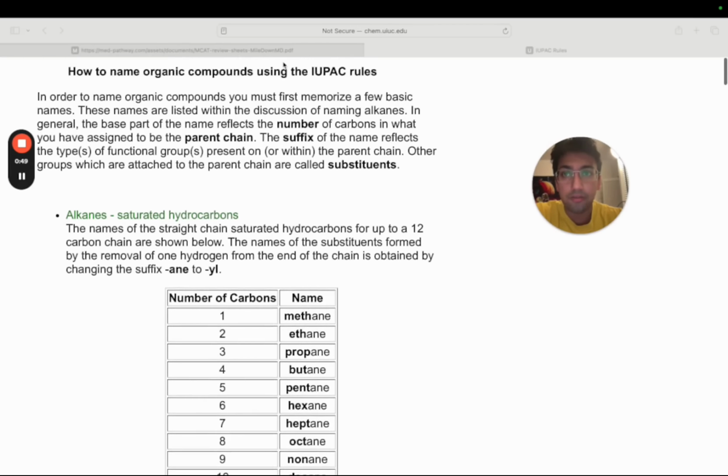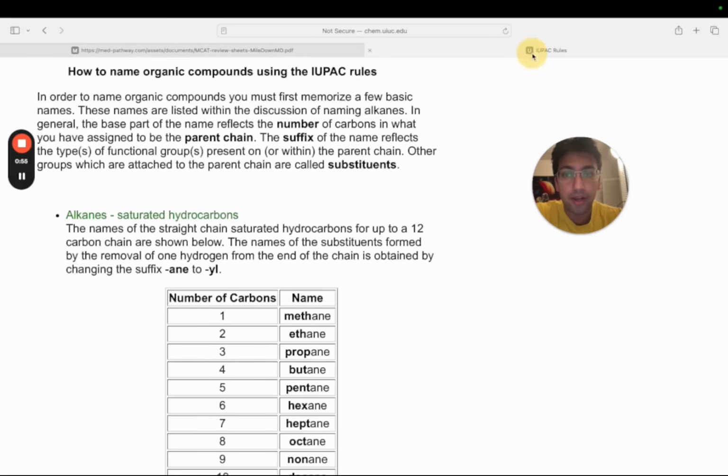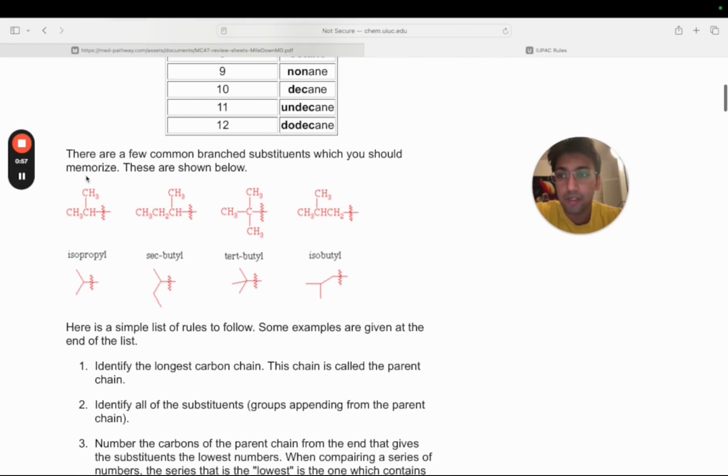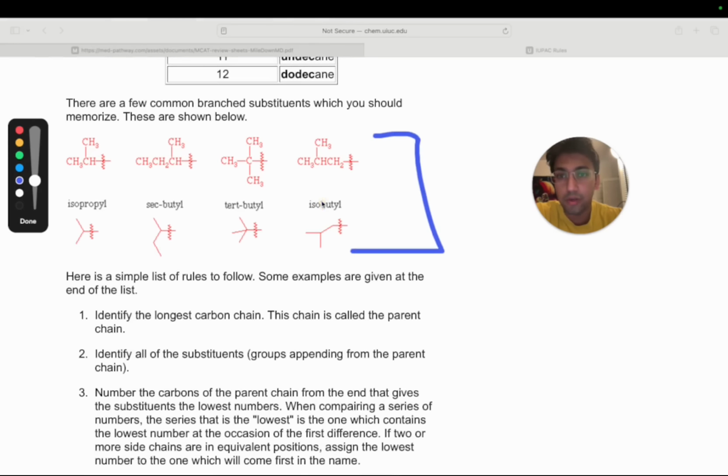You can read all these steps and get a brief overview, but how I actually learned it was to look at some examples and understand the way that you name compounds. I'll go through some high yield ways to look at different compounds and why they're structured the way they are, and then we can go over the rules after that.